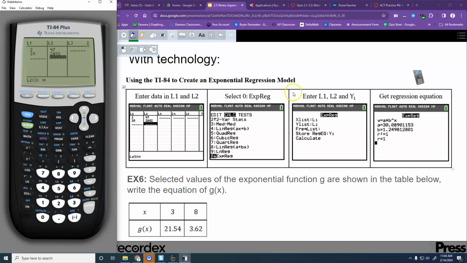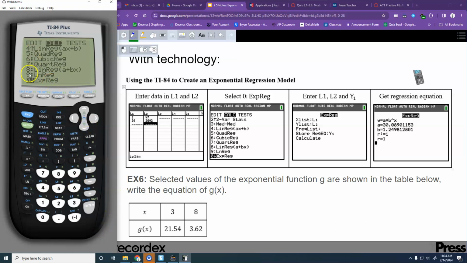This is just showing you how to do what we just did on the calculator. So we're still on example 5 as far as doing this. If we want to do an exponential regression, we are going to go to Stat. We're going to go over to Calc. And just like we've done with all those other regressions, we're just going to go down here. This time we want to pick EXP reg.